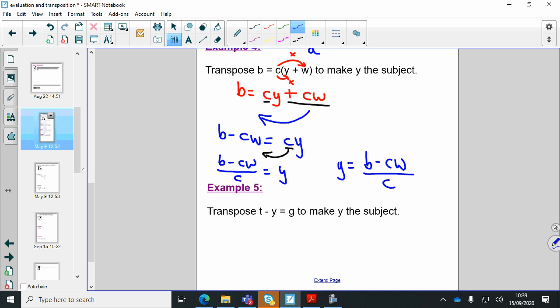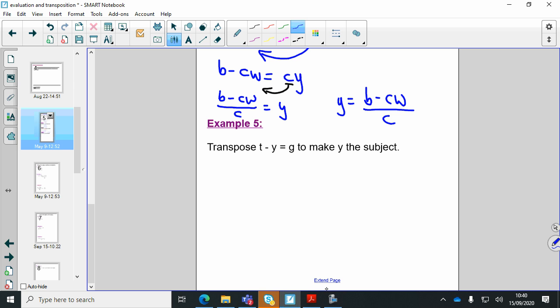Okay, example 5. Now this is a bit trickier, this one. This throws people a lot. Transpose t minus y equals g to make y the subject. Now what most people try to do here is they think, well, there's t and there's a minus, so I need to add t to the right hand side. However, that isn't correct. What we have here is this y, the minus is in front of it, so that belongs to the y, it doesn't belong to the t. Try and do it in your head with a couple of numbers. Replace some of the numbers, for example, 3, 2, and 1. And you'll see that it doesn't work.